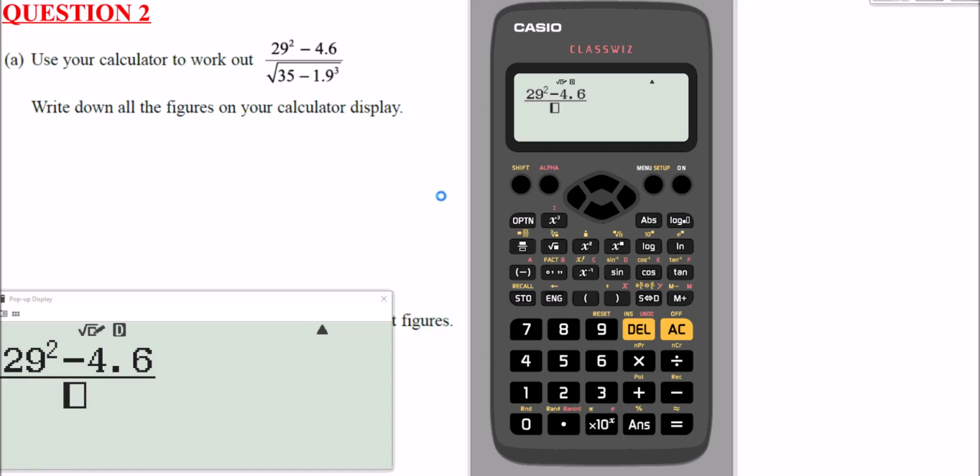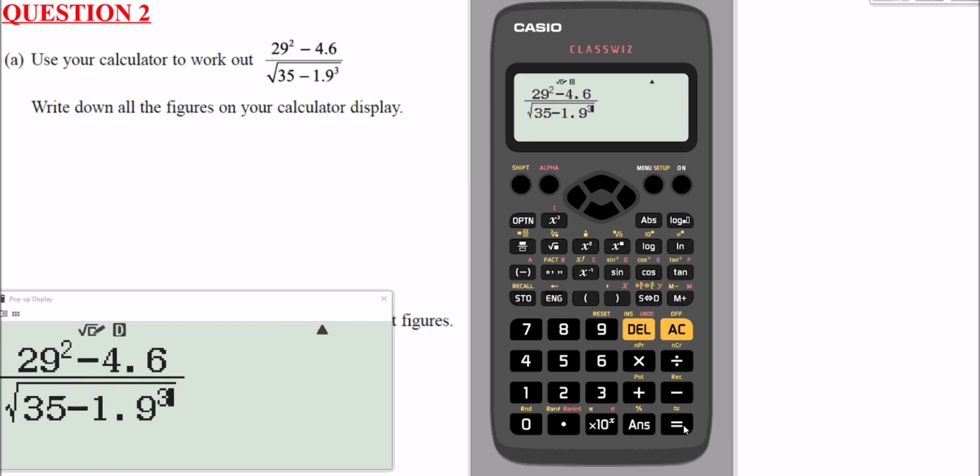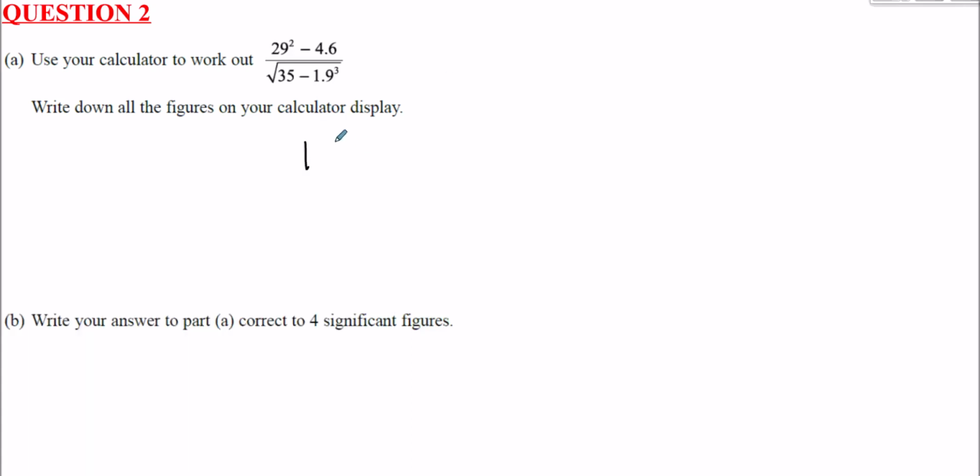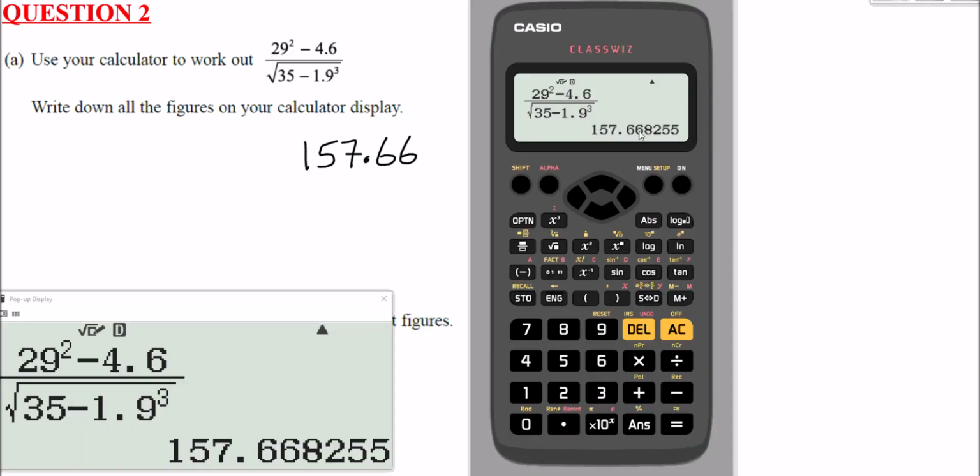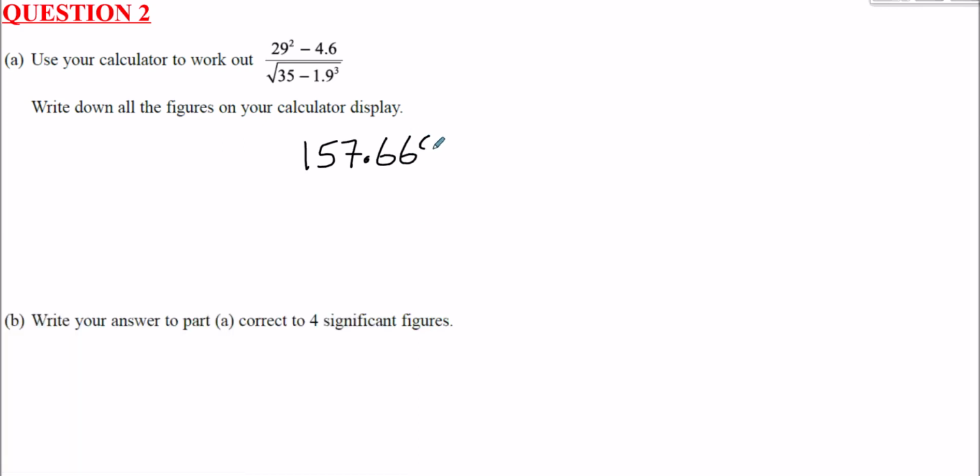Toggle down to move down, square root, so type the square root button. Then all of these numbers are within the square root symbol. So then it's 35 minus 1.9 to the power 3, press equals. And this is our answer. You need to write down all the figures. So we've got 157.66. Can't remember the other numbers yet. 8255.